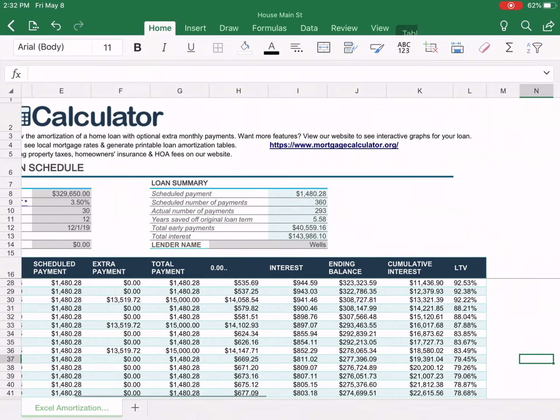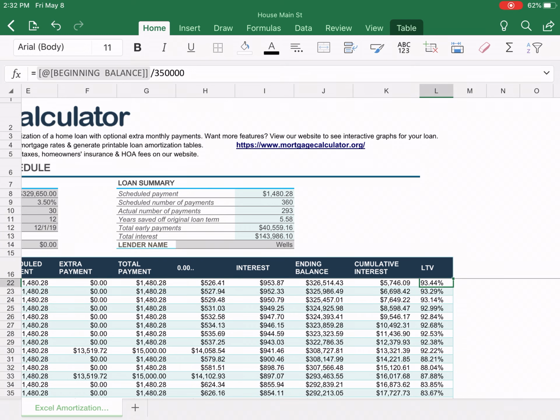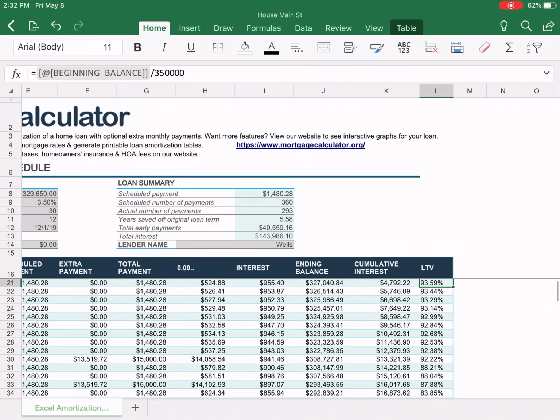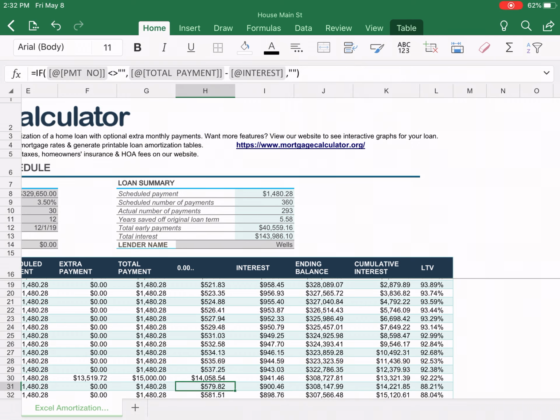So this calculator is really accurate, because when I look on my statements, my LTV that's on this calculator is the same that's on the statement. So this calculator is pretty accurate. So I'll print this out. I'll put this on my wall to remember where I am and what I want to do.